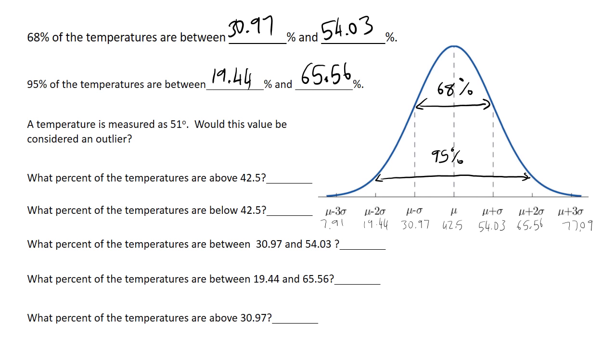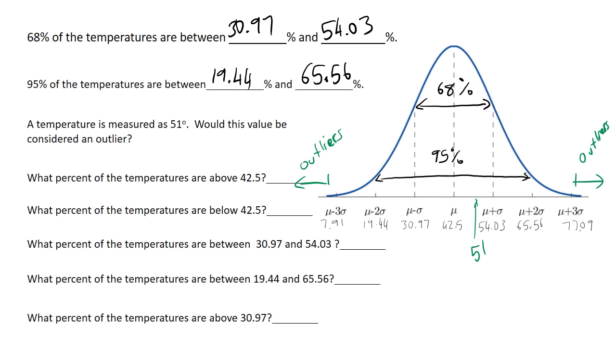A temperature is measured as 51 degrees. Would this value be considered an outlier? Now, in order for a value to be an outlier, it should be beyond 3 standard deviations away from the mean. These are the values that are outliers from this end, and outliers from this end. An outlier would be more than 3 standard deviations away from the mean. When I look at 51 degrees, it is somewhere in here. Therefore, 51 degrees would be a likely temperature, not an outlier.